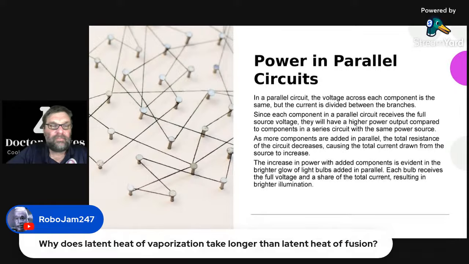Okay. Why does latent heat of vaporization take longer than latent heat of fusion? I don't think it does. In fact, I don't know what that question actually asks. Why does melting take longer than freezing? I would challenge that. I'm not sure that that's correct. Yeah, I don't think that makes sense.